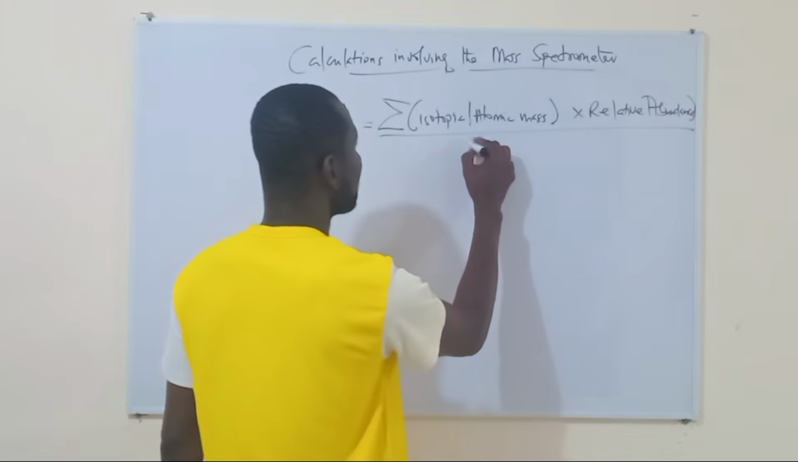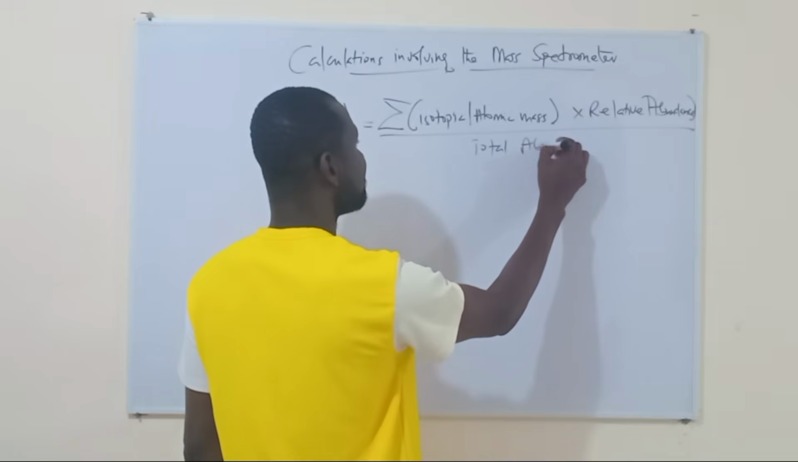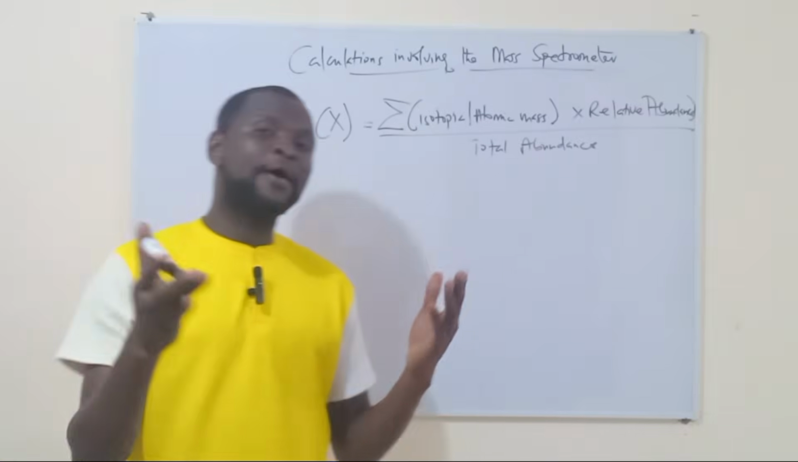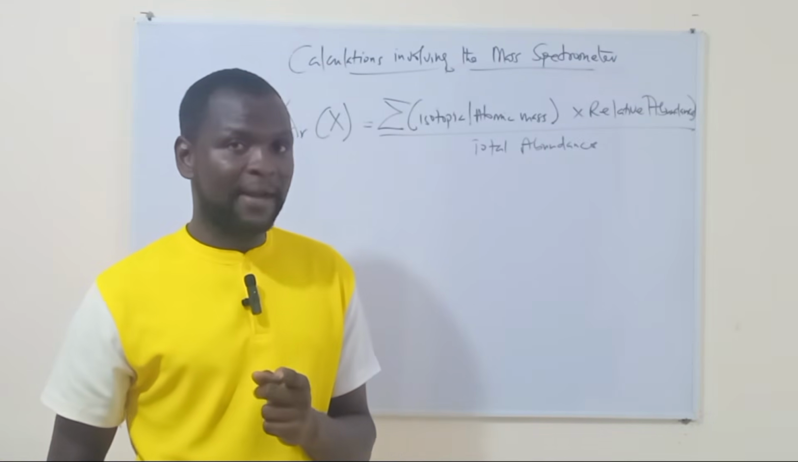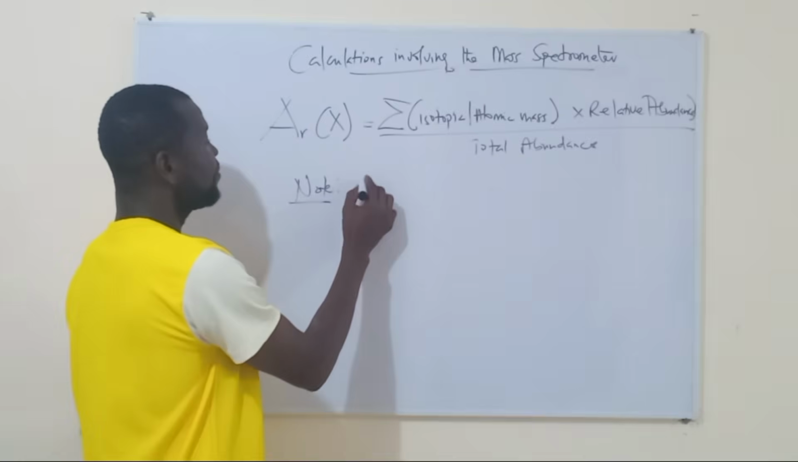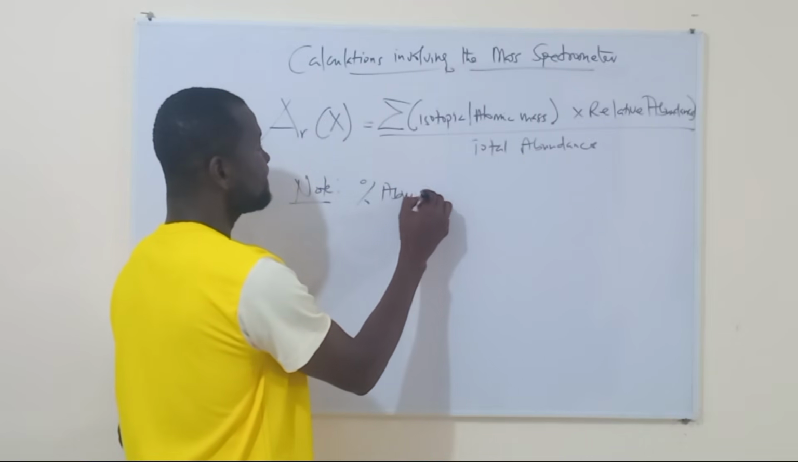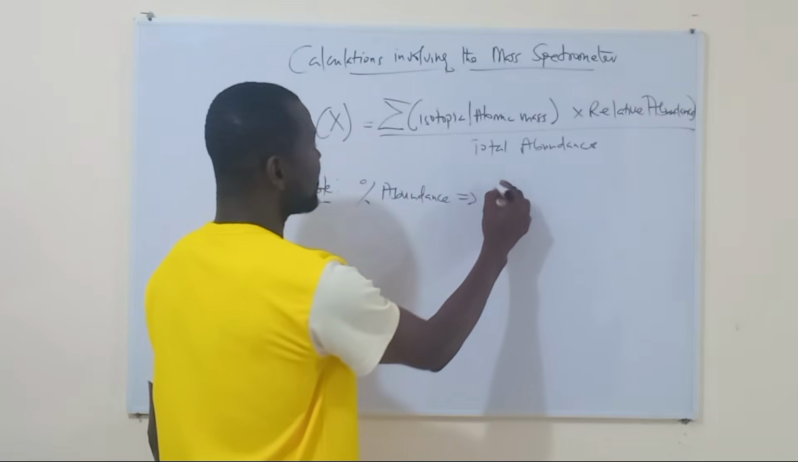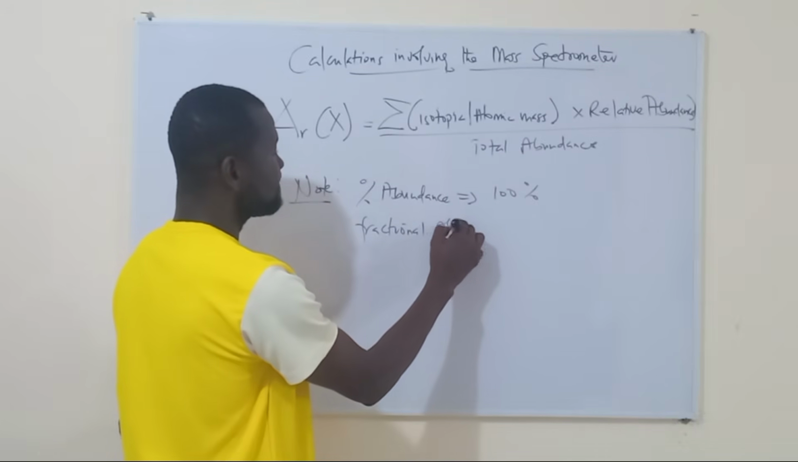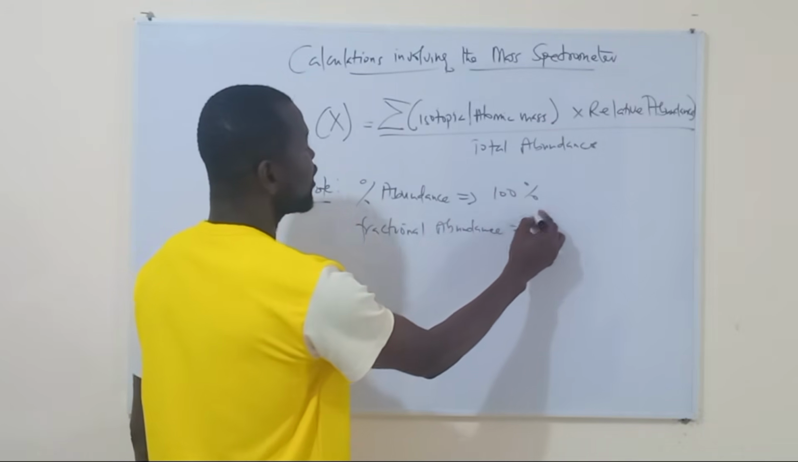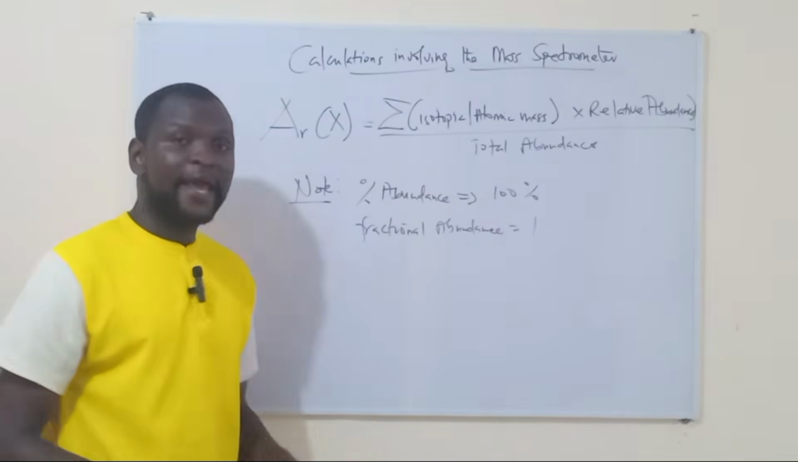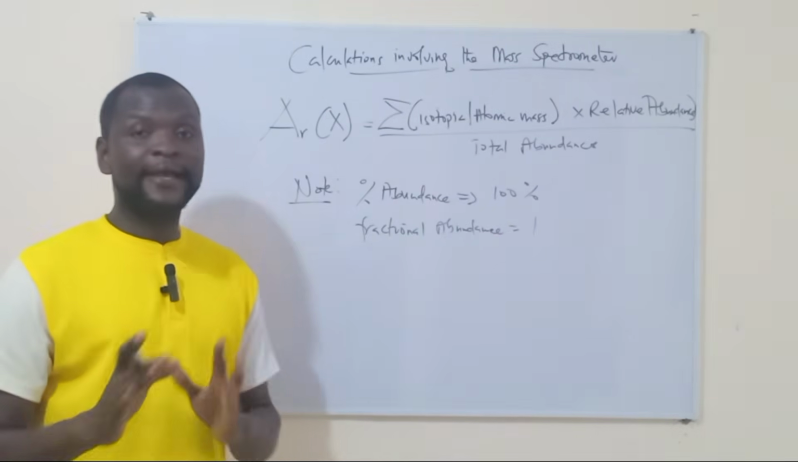All these over my total abundance. So my relative abundance can be either percentage abundance or fractional abundance. Also note that when we talk about percentage abundance, it should sum up to 100%. Whilst when we talk about fractional abundance, it should sum up to 1. So take note of that. Now we're going to take questions and see how we can apply this formula in calculations.